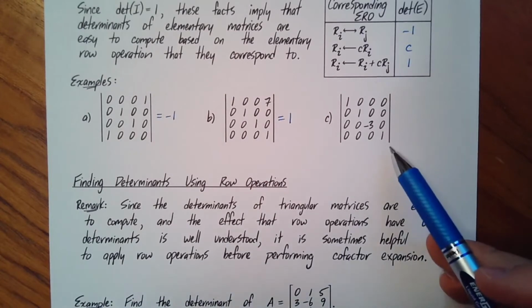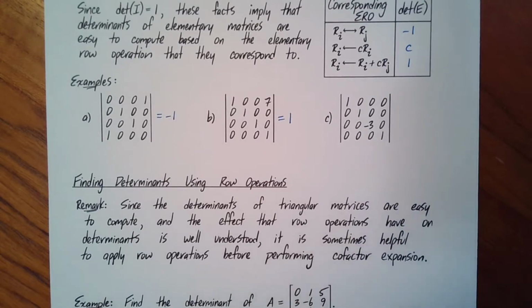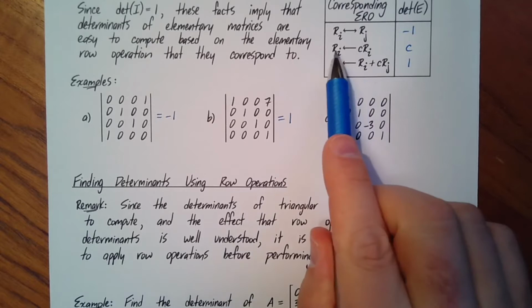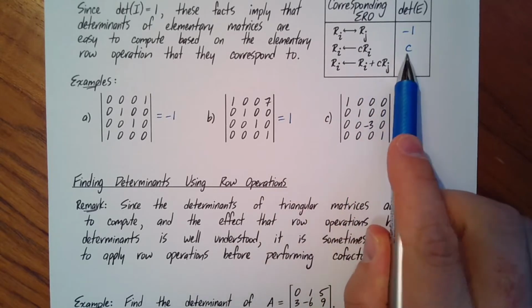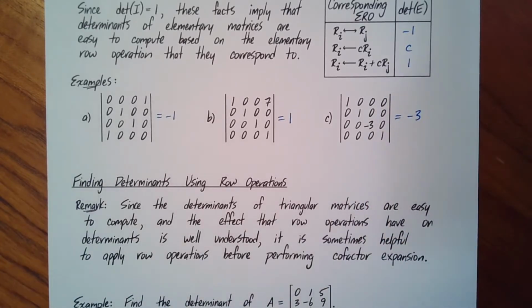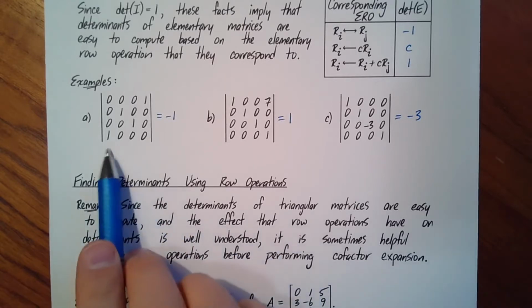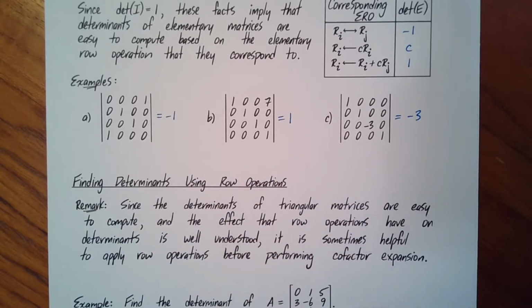What about this 4x4 matrix down here? Well, this corresponds to the operation of multiplying row 3 by -3. So this falls under this case, where our non-zero constant C is equal to -3. So its determinant is going to be -3 as well. Now, in all of these cases, you can check this by cofactor expansion. And given how many zeros are in these matrices, it's actually not too hard to do. So it might be a useful exercise just to carefully find the determinants of these three matrices using cofactor expansion and verify that these results are true.